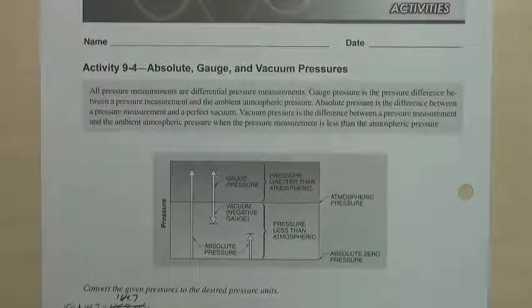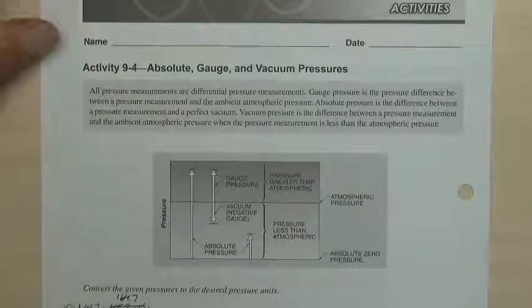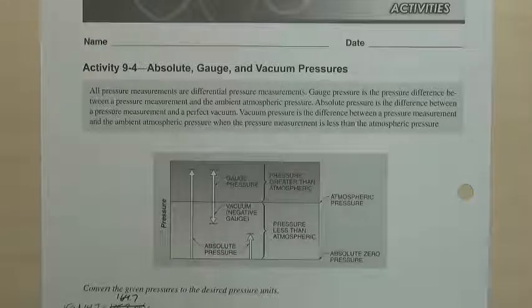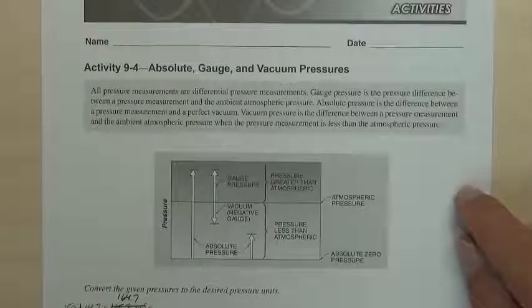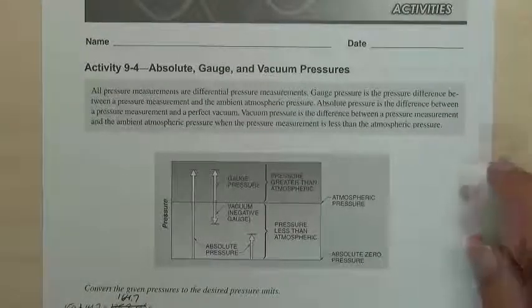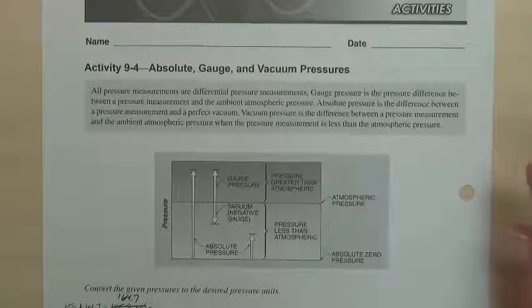In this video, we're going to talk about activity 9-4, and it deals with absolute, gauge, and vacuum pressures. All pressure measurements are differential pressure measurements. Gauge pressure is the difference between a pressure measurement and the ambient atmospheric pressure. Absolute pressure is the difference between a pressure measurement and a perfect vacuum.